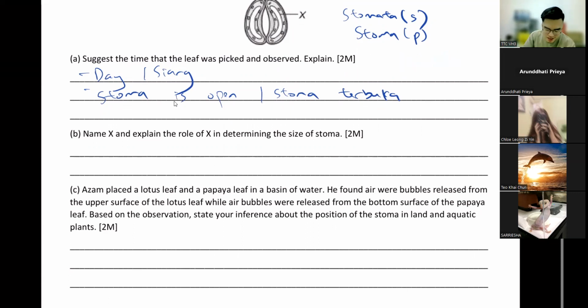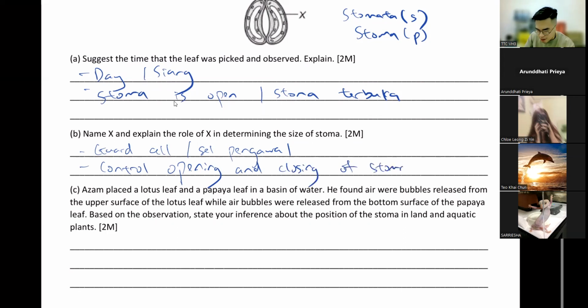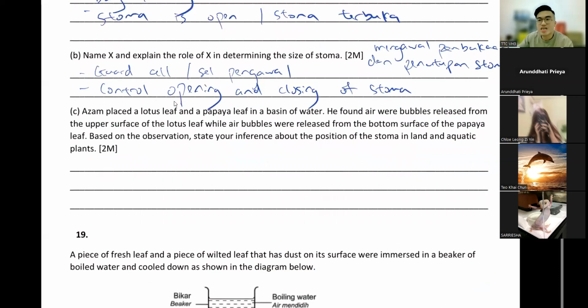Okay, anyway, so B, name X and explain the role of X in determining the size of stomata. What is X? X is your guard cell, pengawal. And what is their function? Their function is to control the opening and closing of stomata. Mengawal pembukaan dan penutupan stomata. Just like your guard house will control the gate opening and closing.